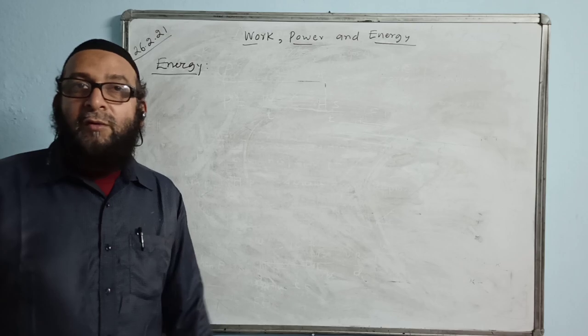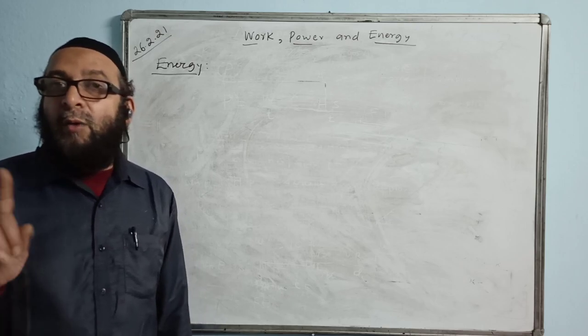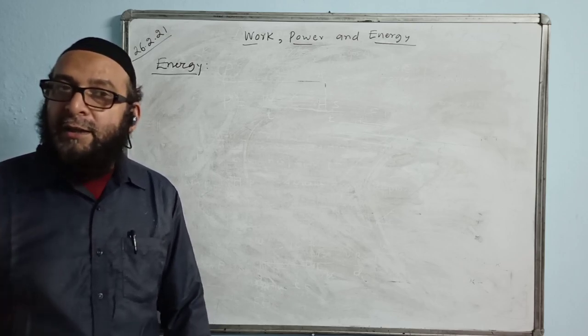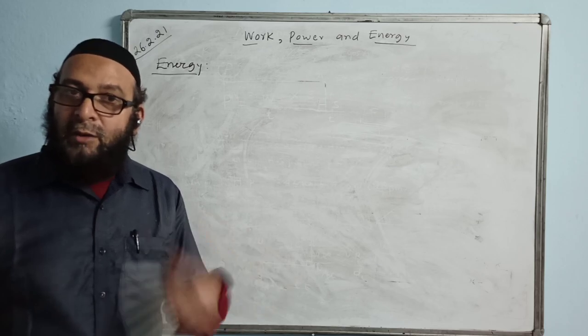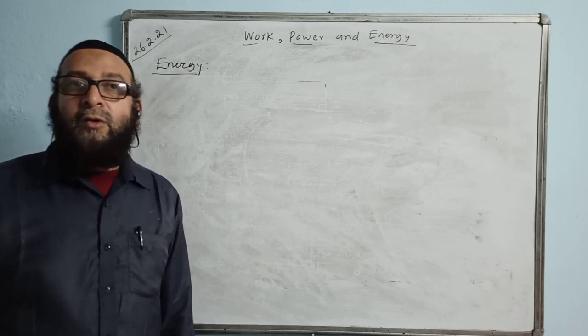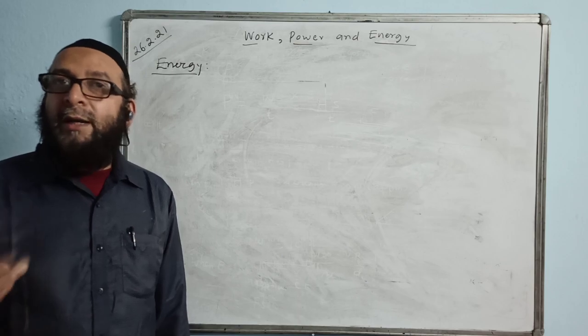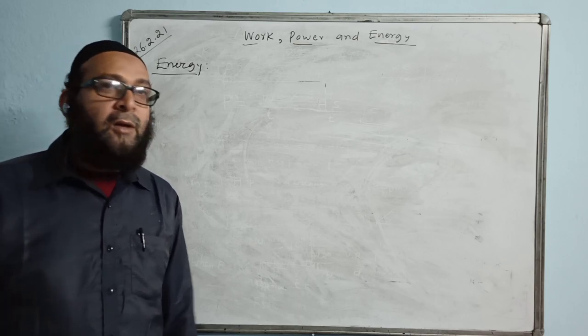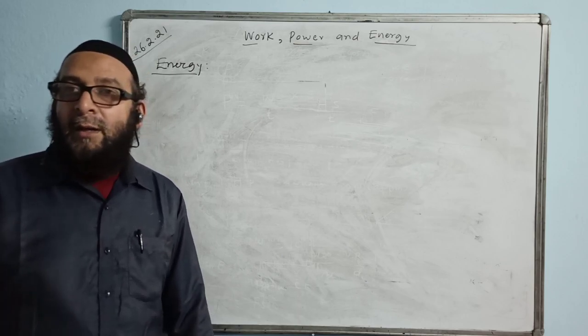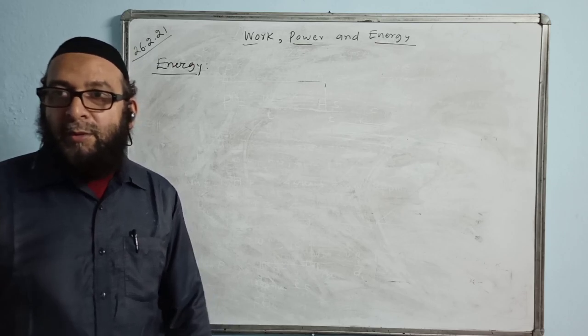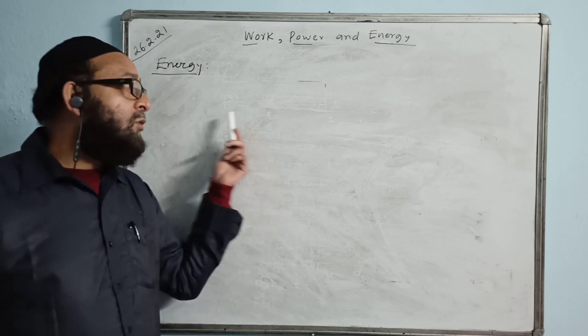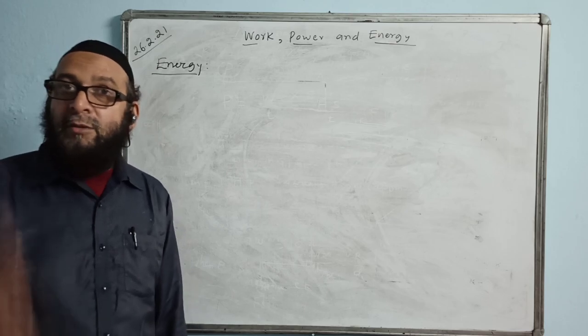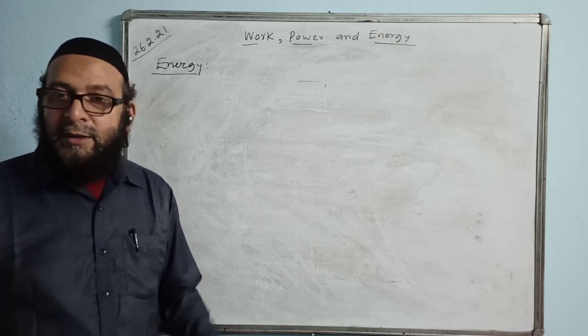Then another unit of energy is kilowatt hour. In the chapter on electricity, we pay electrical units in terms of kilowatt hour. Kilowatt hour also measures energy, particularly electrical energy. What is the value of kilowatt hour? 1 kilowatt hour makes 3.6 into 10 to the power of 6 joule. Last time I showed how we can convert it, in the electricity chapter also.